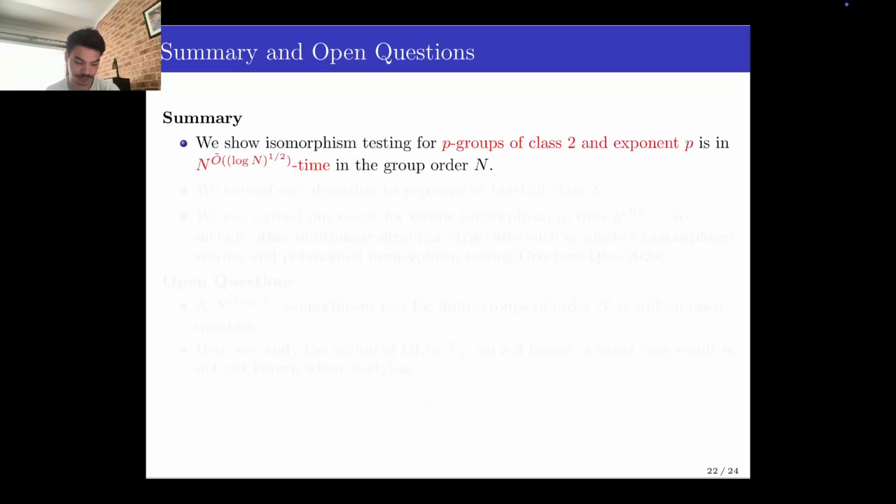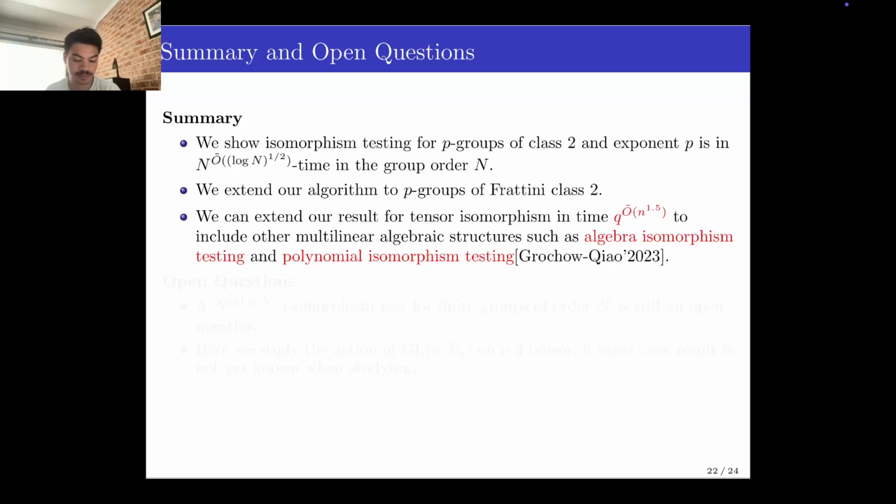So in summary, we found an n to the O tilde (log n)^(1/2) time algorithm for groups of order n and p-groups of class 2 exponent p. We've also extended this to p-groups of Frattini class 2. Also interestingly, by Grochow-Qiao, this result will naturally extend to many isomorphism testing problems, such as algebra isomorphism testing and polynomial isomorphism testing, with the same time bound.